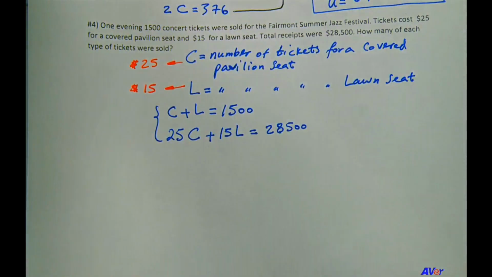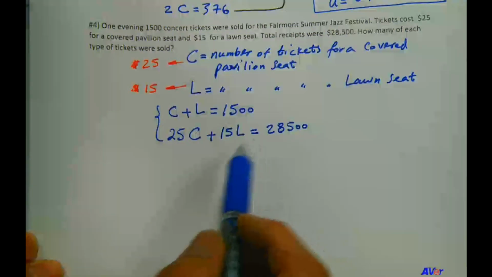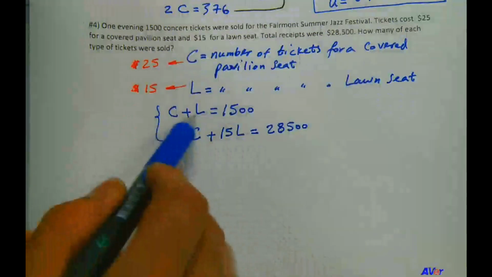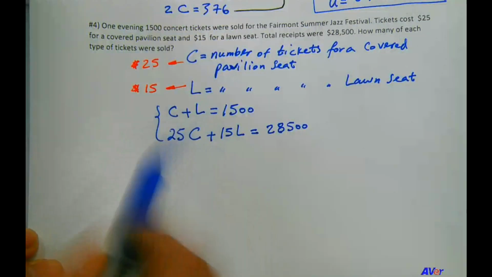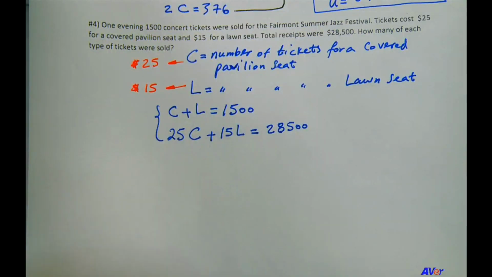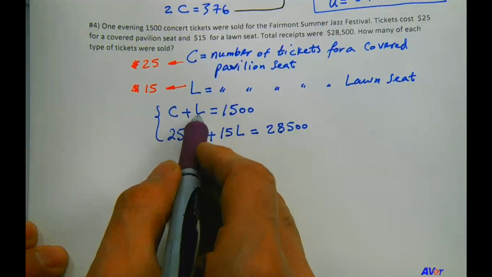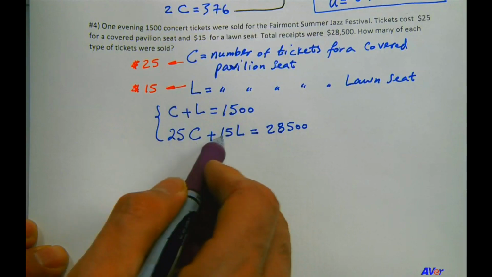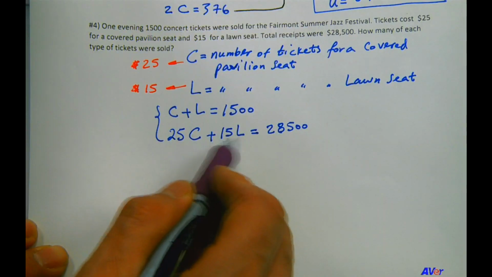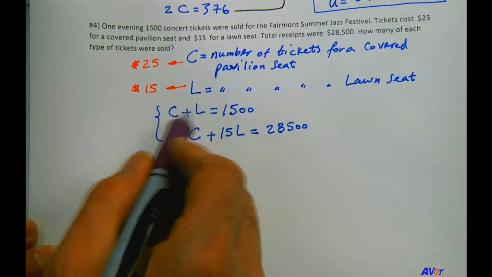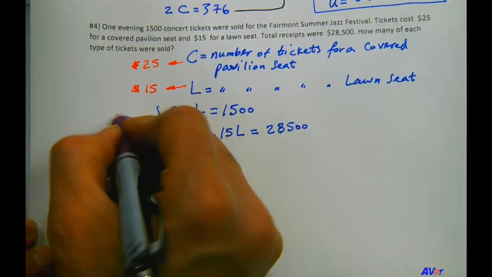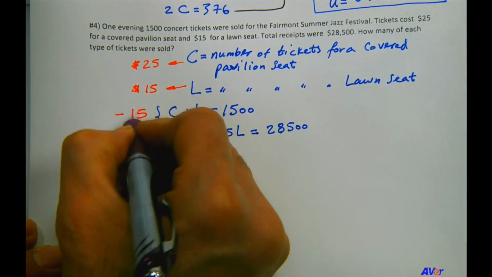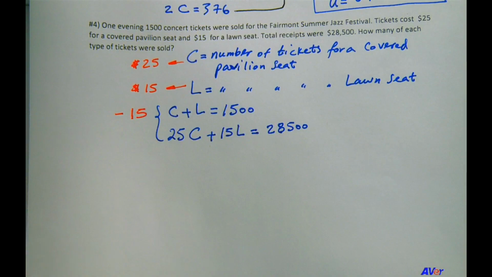Now that's the system, and we know how to solve these systems. So let's say I want to eliminate the L variable, then solve for C, and then come back and solve for L. To eliminate L, I have a plus 15 coefficient for this L, so I want a minus 15L coefficient in the top equation. So I'm going to multiply the top equation by minus 15.